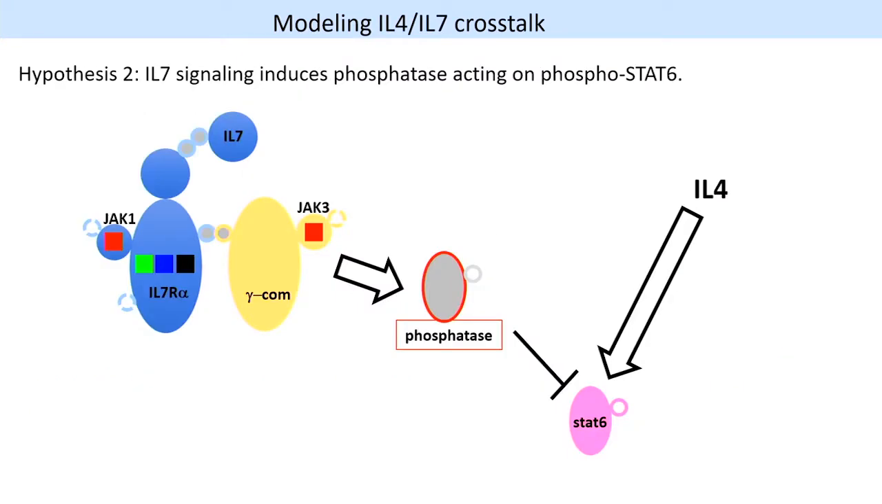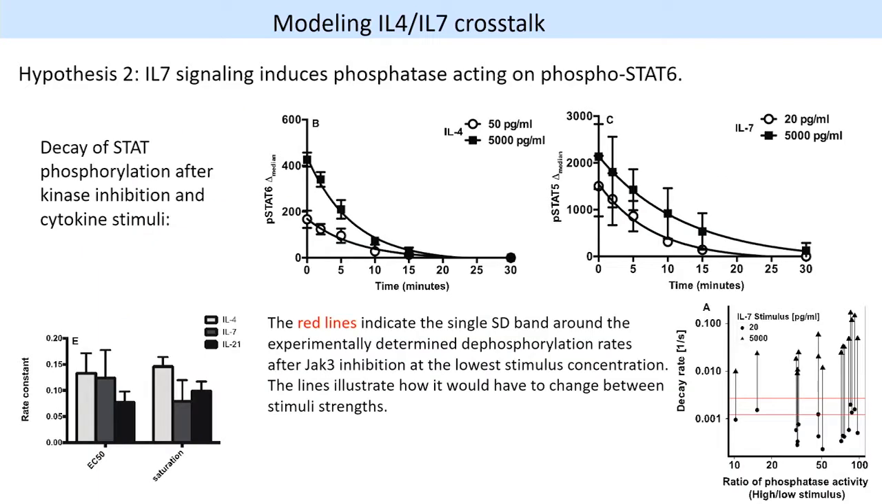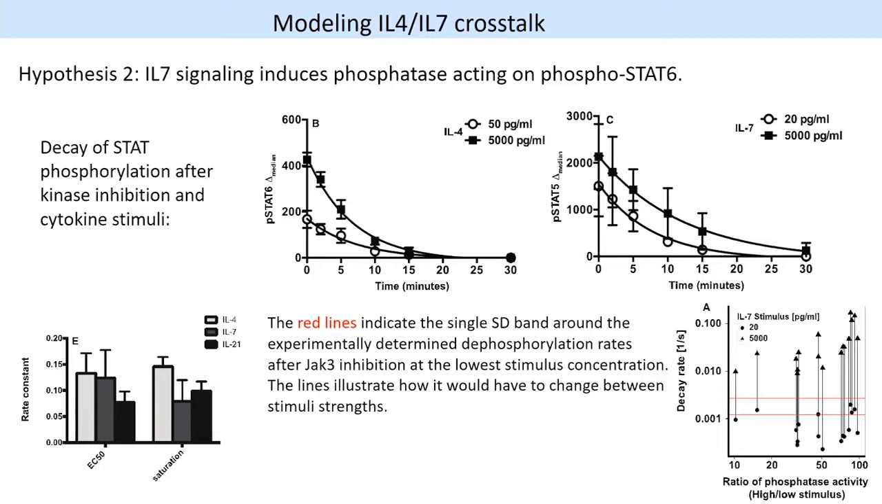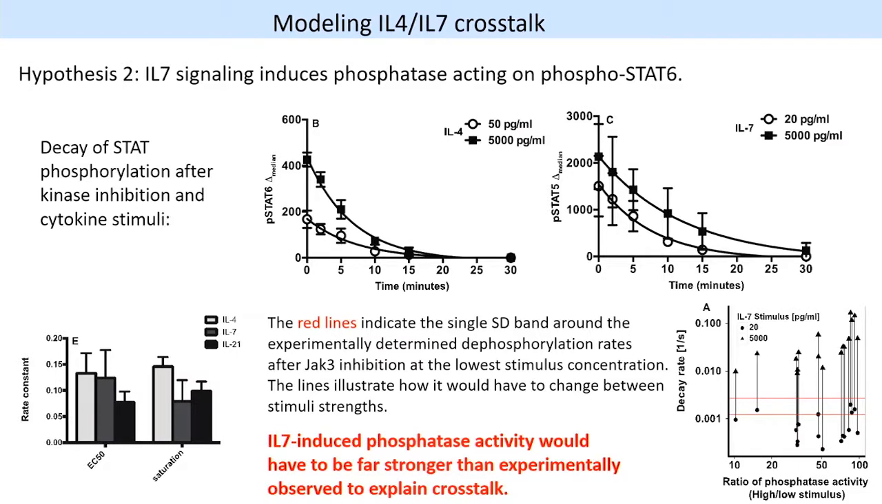So we came up with an alternative model. Second hypothesis: maybe downstream of IL-7 you activate a phosphatase, and this phosphatase interferes with the activation of STAT6. Well, you can test this experimentally. What we did was we looked at the decay of STAT phosphorylation after different doses of cytokines and after inhibition of the kinases. So this gives you a readout of the phosphatase activity. And we found that, yes, the phosphatase activity may go up a bit after cytokine stimulation, but in our simulations, we could look at how the phosphatase activity would have to go up to reproduce the data. So from these circles to the triangles, and these are the experimental findings. So there is no way phosphatase activity regulated by IL-7 can explain the experimental data.